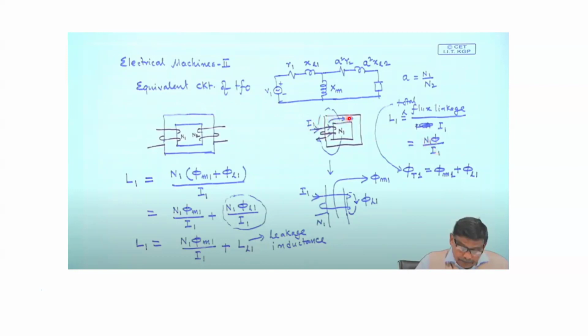This flux has two parts. You will see that any flux in nature will have two parts.